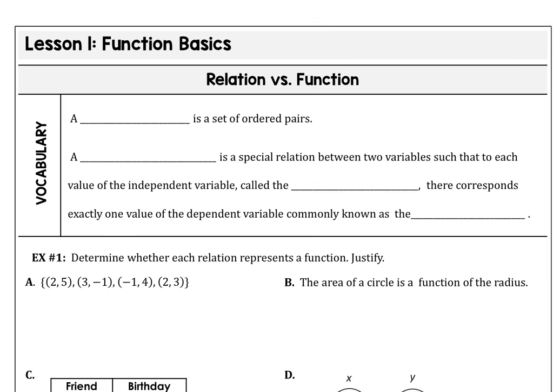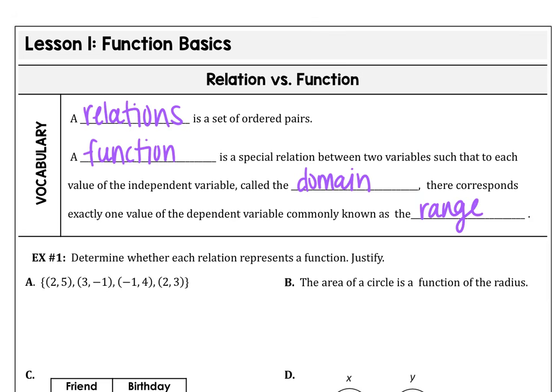So a relation is a set of ordered pairs. A function is a special relation between two variables such that to each value of the independent variable, called the domain, there corresponds exactly one value of the dependent variable, commonly known as the range, aka the domain cannot repeat.